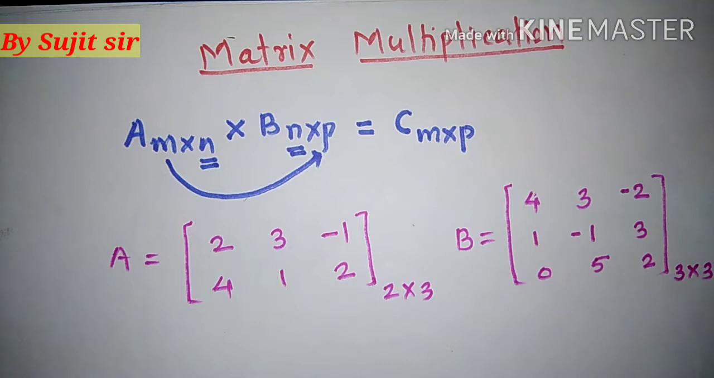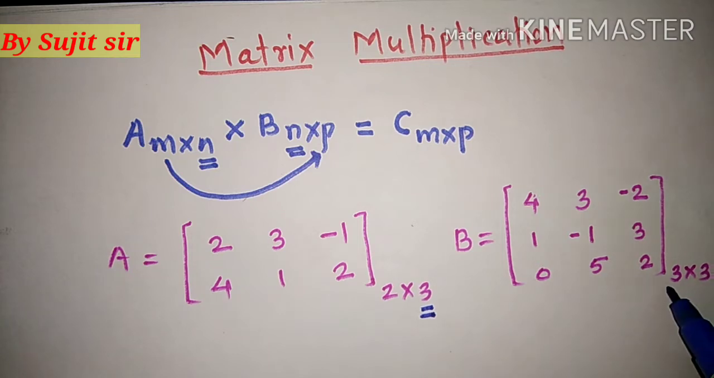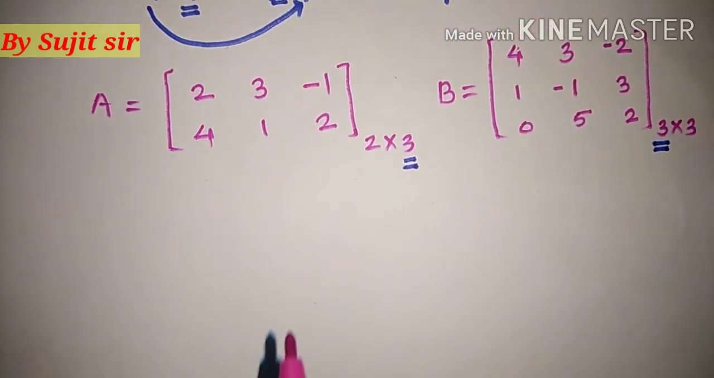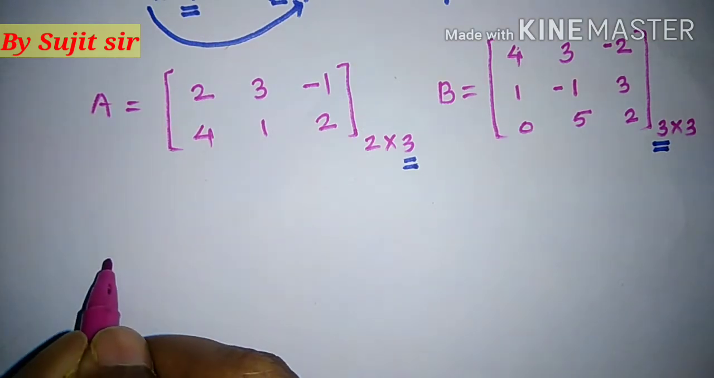Now, as I told you, for a matrix multiplication, the number of columns of the first matrix should be equal to the number of rows of the second matrix. So that's why we can take a matrix multiplication A into B in that sequence. So let us see how to take a matrix multiplication A into B.